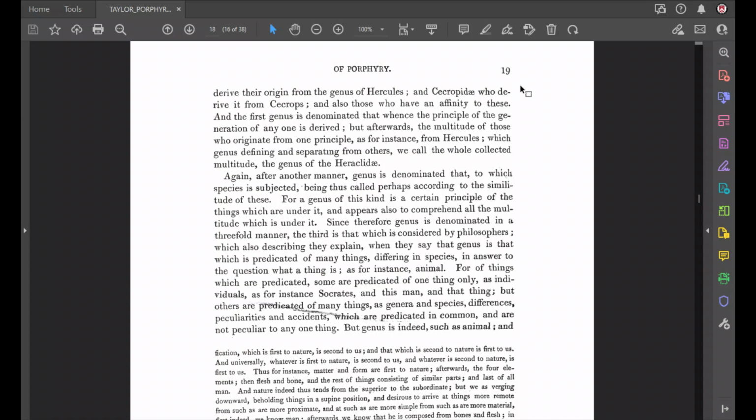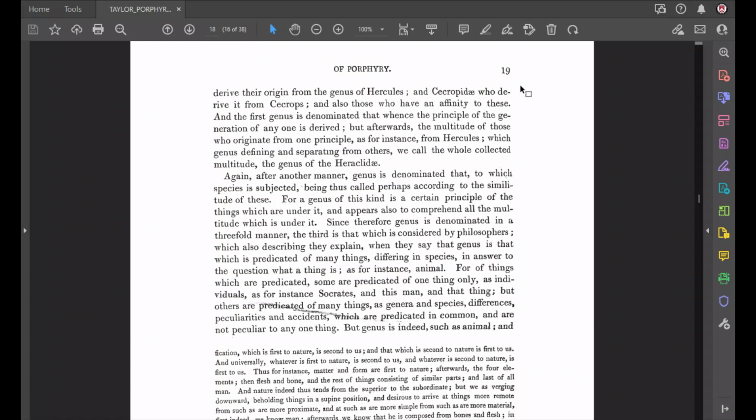So let's get to that page, and if you look down to the first full paragraph, you'll see it starts with, "Again after another manner." Can you find that on your page? That's where we're going to begin and pick up this lesson. We've already read this at the end of our last class. We're going to pick up here just to refresh our minds as to where we left off, and then get into the next section of this reading. So read along with me.